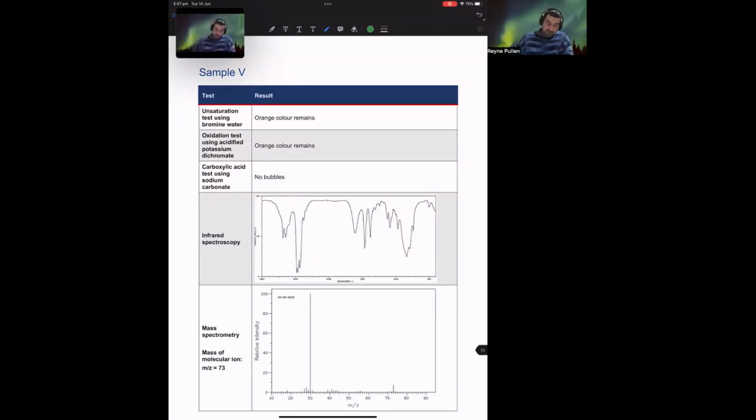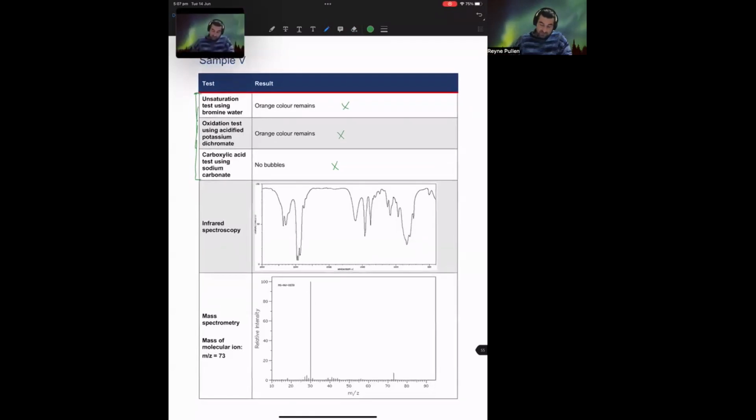Now, first off the gate, let's have a look at these tests. And what we can see by looking at these tests is that we don't have any unsaturation present, we don't have any oxidation occurring, and there is no carboxylic acid present. Okay, they're all negative tests, which is great. It narrows down our options considerably.